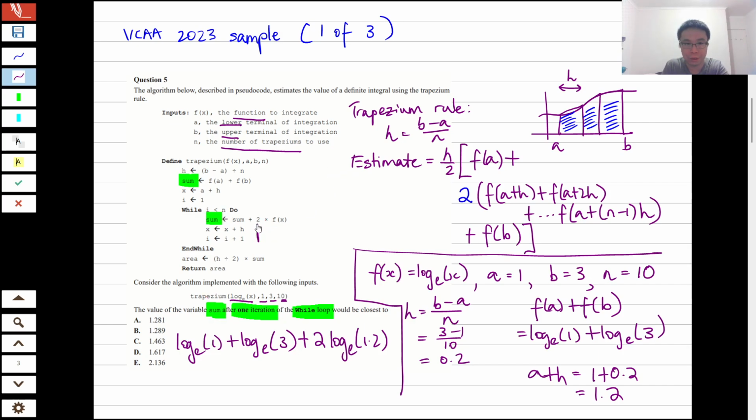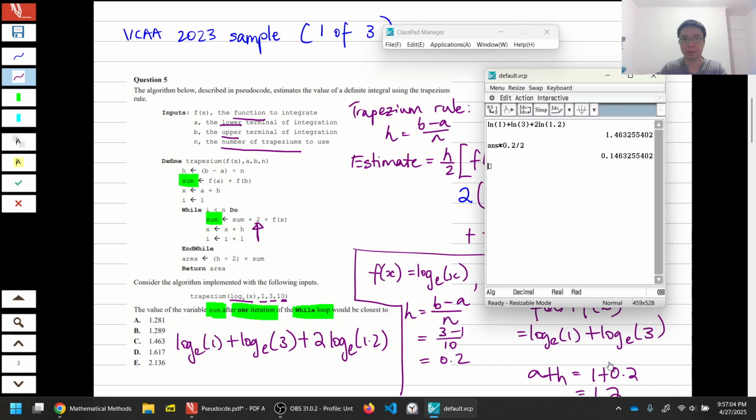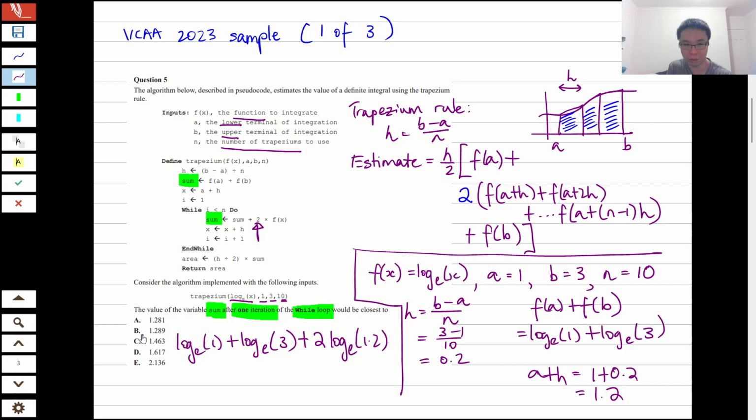Okay, so now we just need to go over to our CAS calculator and evaluate log of 1 plus log of 3 plus 2 times log of 1.2. Have your calculator in decimal mode to get the decimal approximation, and it's 1.463, and that gives us option C.